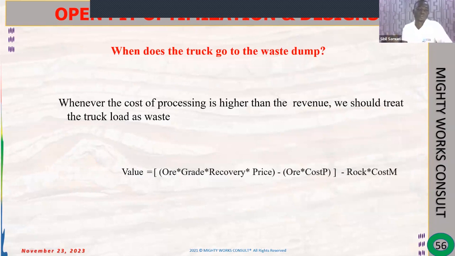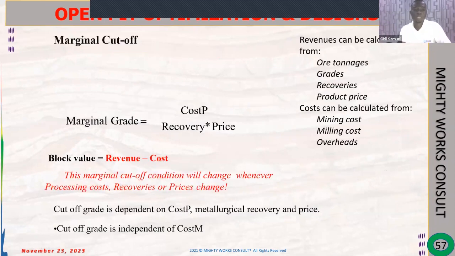Whenever the cost of processing is higher than the revenue, you have to treat the truckload as waste and tip it free. And it's coming from this. Marginal cutoff has a lot of influence on that. You have the cost over recovery times price.